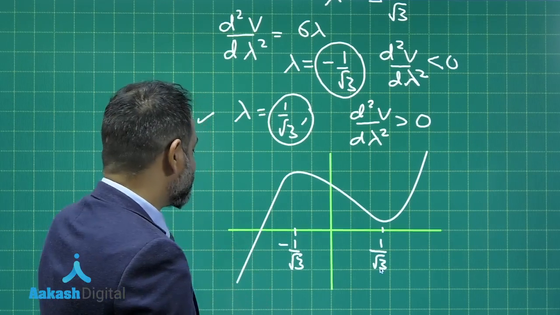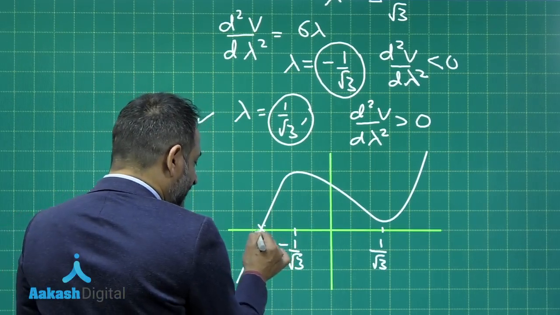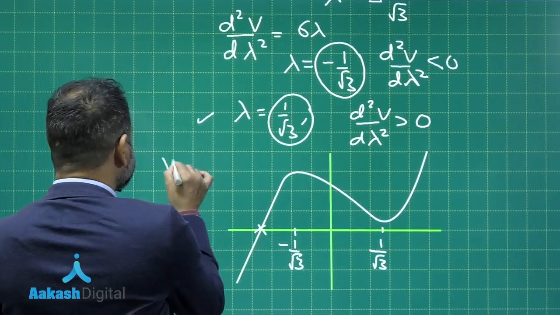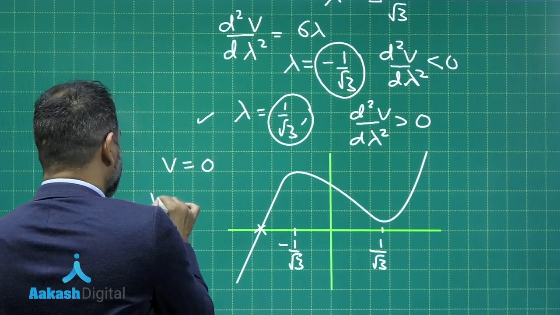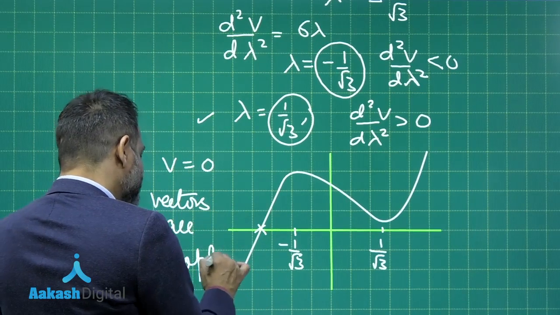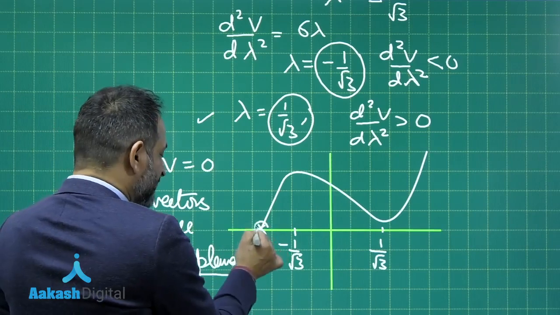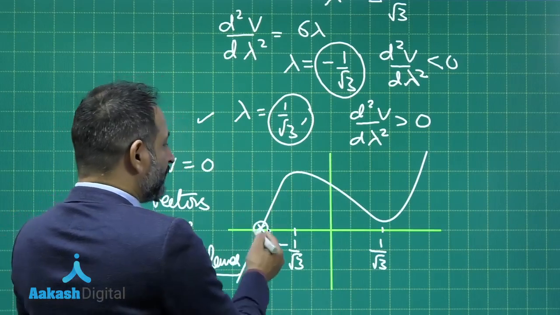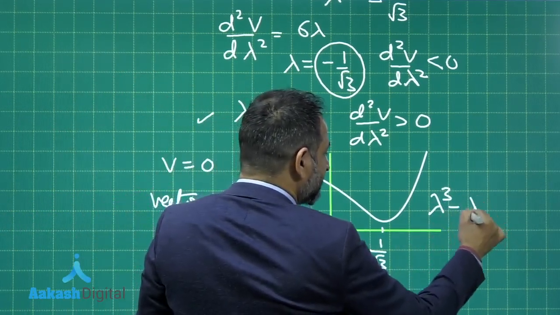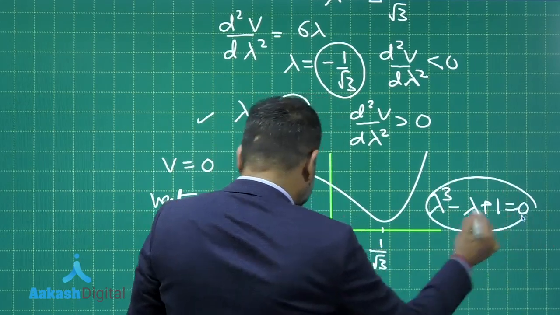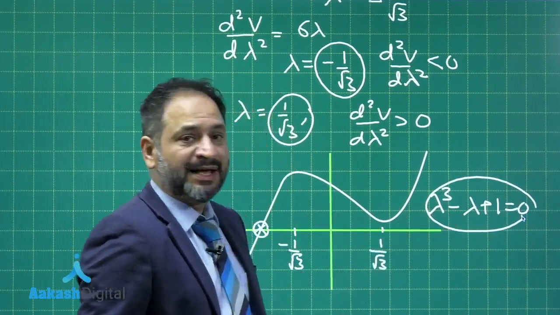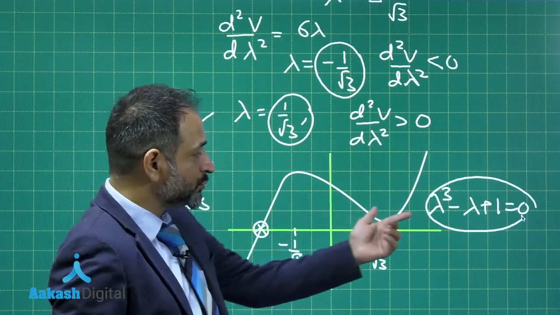But again see here, just notice there is a point where you are getting volume equal to 0. So the volume can be equal to 0, and this is the condition when the vectors are coplanar. That is where you get the volume equal to 0, and this is the root of the cubic equation lambda cube minus lambda plus 1 is equal to 0. You can notice that this is lying somewhere between minus 2 and minus 1.